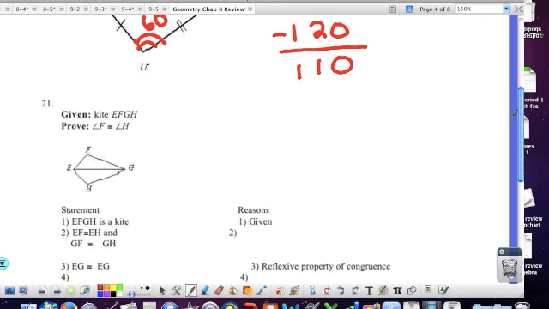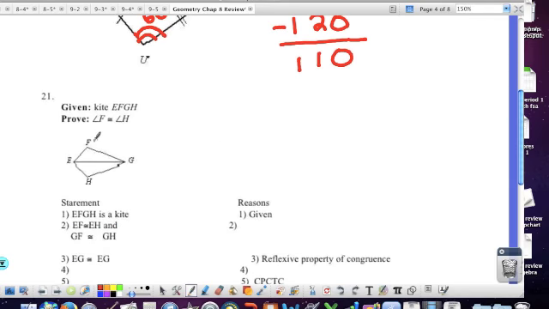For number 21, we're given that EFGH is a kite. That means those sides are going to be congruent and those sides are going to be congruent. Okay? So number 1 is given. They tell us that EF is congruent to EH and GF is congruent to GH.